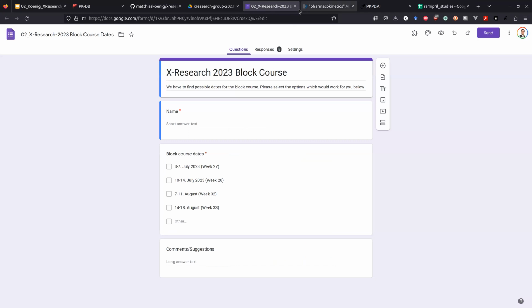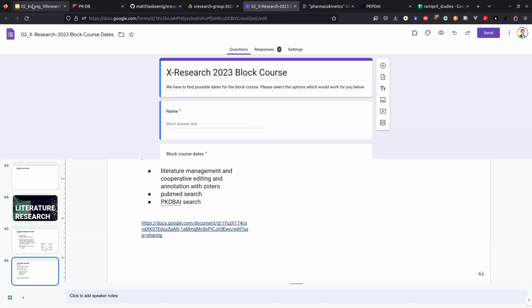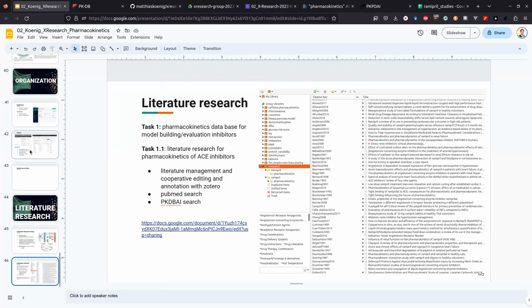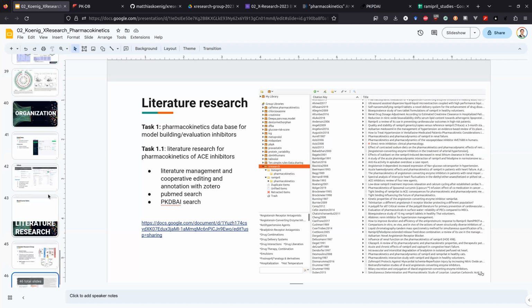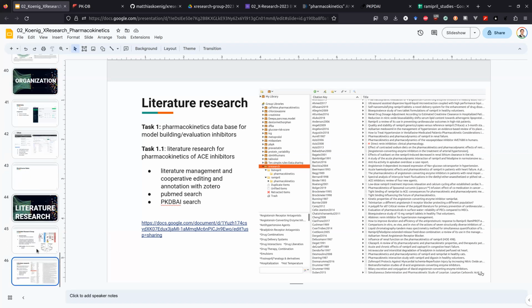Okay, so far so good. I would say the main tasks are get this GitHub running, look at this DataCamp course, and then we would start the assignment for the publications. And please fill out this form for the course so that we hopefully next week can decide on the dates for this block course.